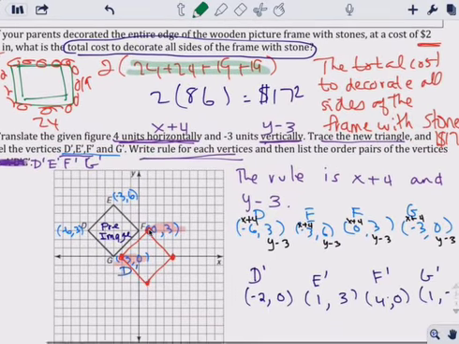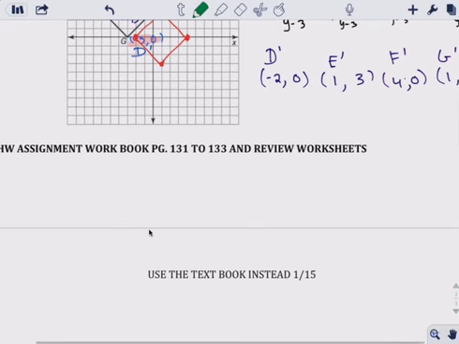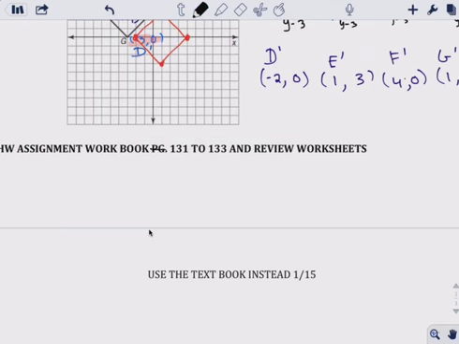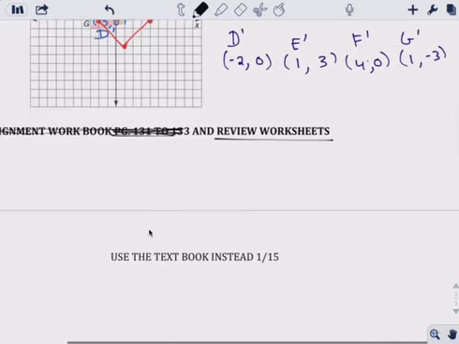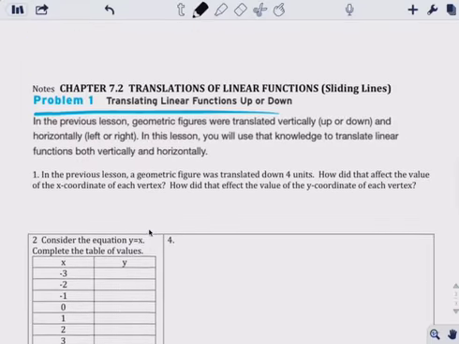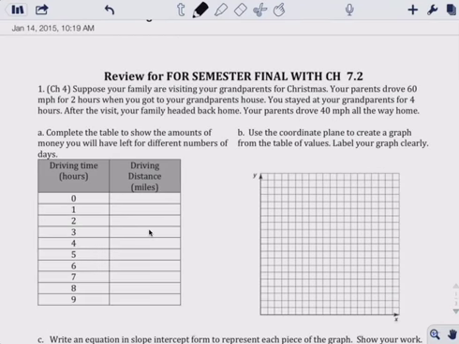And then this one here we did in class. No textbook tonight. Don't do this one. Just the worksheet. Okay, I need the worksheet. Okay, right here it is. Just do this worksheet here.